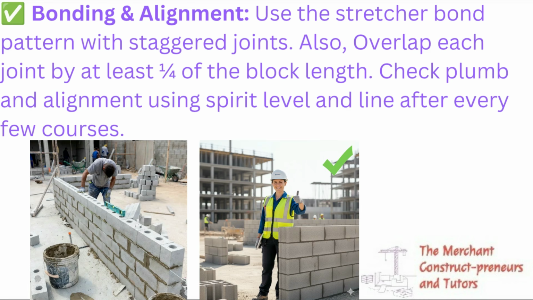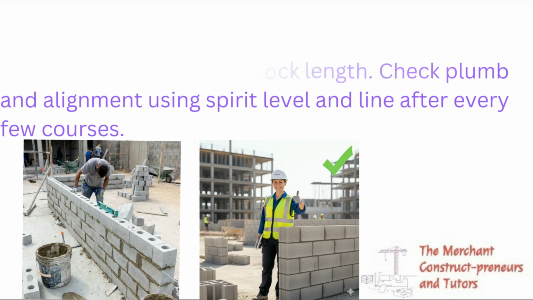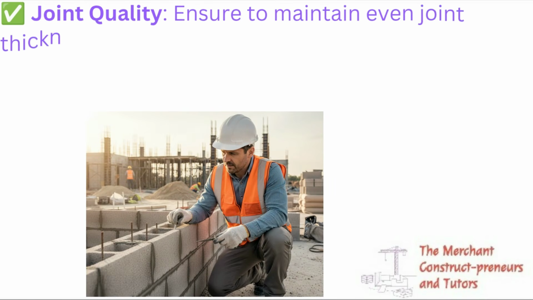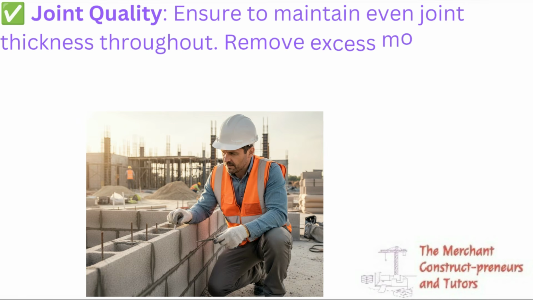So we need to use the spirit level to check the plumb and also the alignment, or a line, depending on the case, right? So for maybe 3 or 4 courses, you check that this alignment is still what it is and it has not skewed. If not, you need to correct it immediately. So all these things are things that we need to check: the bonding, the alignment, the quality of your mortar joining it together, right? Now okay, so the next one is the joint quality.